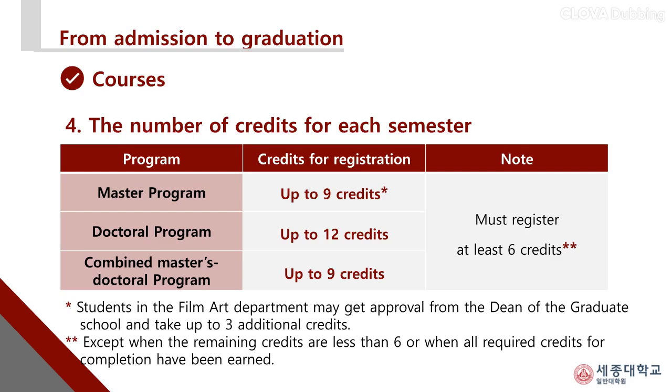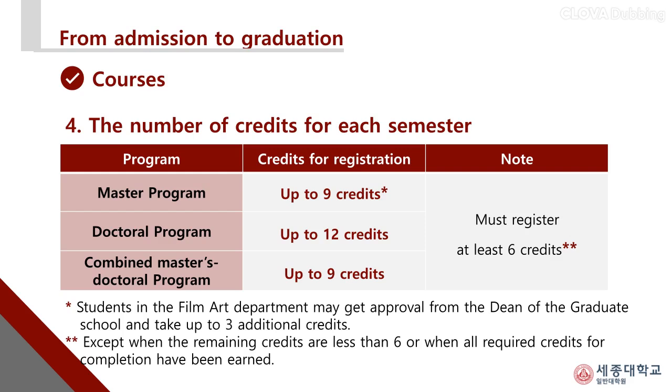Let's go over the number of credits you need to register for each semester. For all programs, you must take at least 6 credits per semester. The maximum number of credits you can take each semester depends on your program. For master's program, it's up to 9 credits. For doctoral program, it's up to 12 credits. And for combined master's doctoral program, it's up to 9 credits.